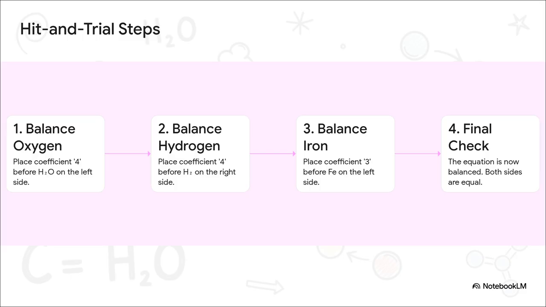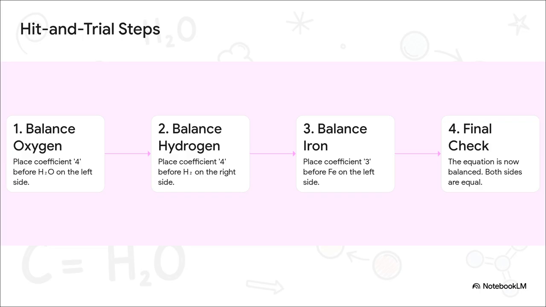First, we start with the element that has the maximum number of atoms, which is oxygen. We have 4 on the right, so we need 4 on the left. To do this, we place a 4 in front of each 2O. Now oxygen is balanced. But this has changed the number of hydrogen atoms.